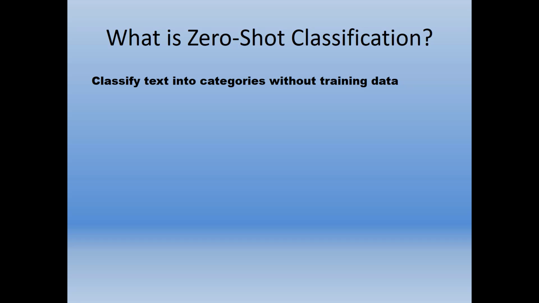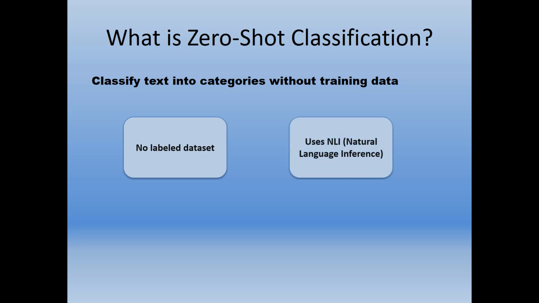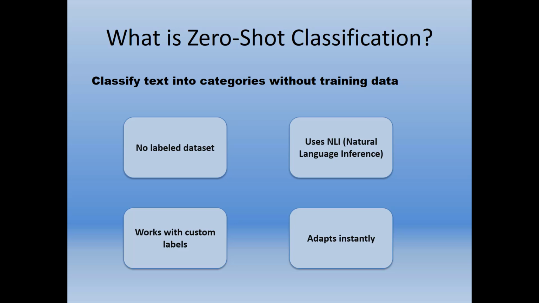So basically, what is zero-shot classification? In traditional ML, you need a labeled dataset for each category. Zero-shot classification removes that requirement. It uses NLI, natural language inference, to compare your text against labels you provide, even if it has never seen them before. It works pretty well with any kind of label and adapts instantly to new domains as well. That's why it's called zero-shot. That means zero training is required to classify the text. Now let's do the demo for the same.